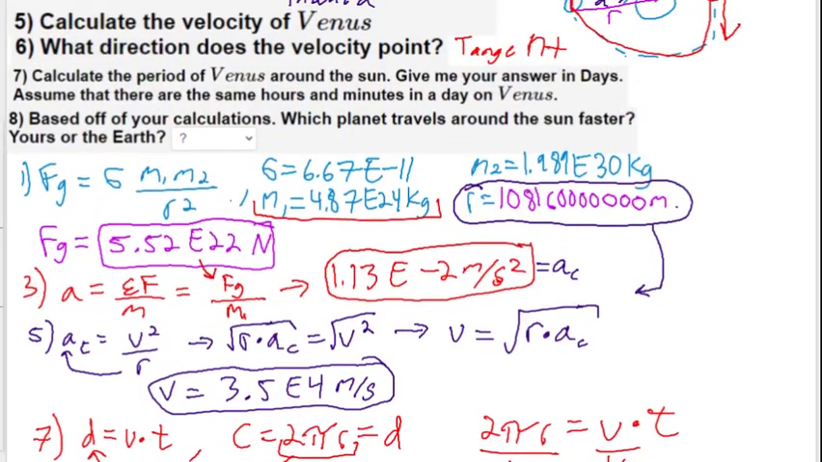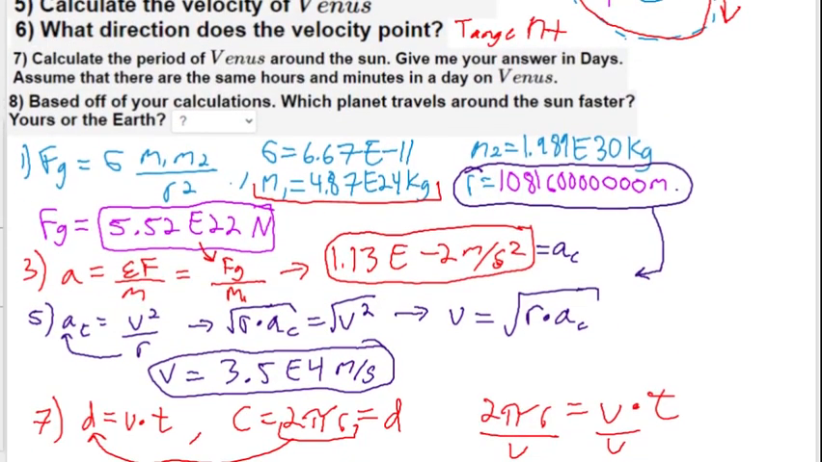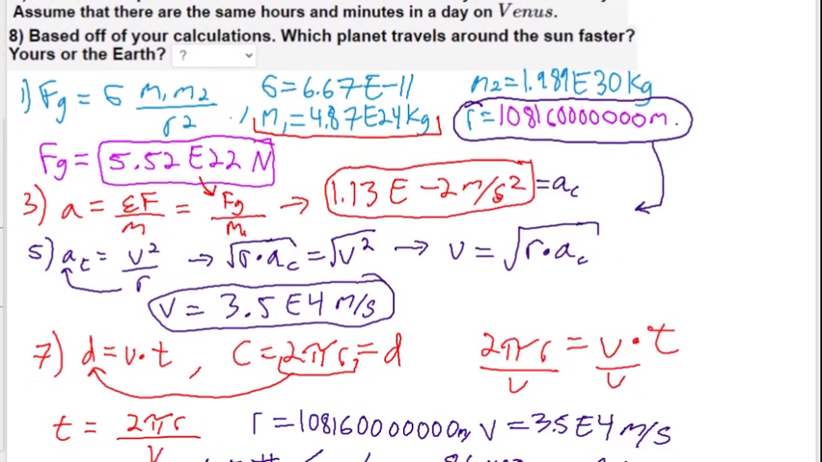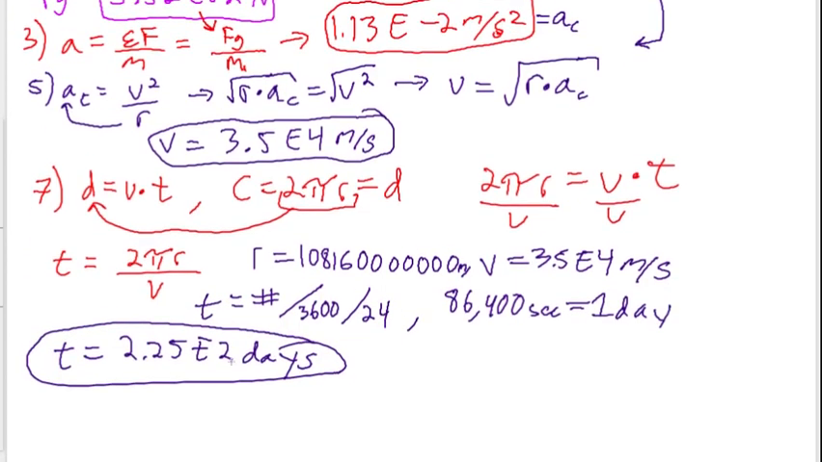Last question we want to look at is, based off of our calculations, which planet travels faster around the sun, ours or the Earth? Well, this is 225 days, and we know that the Earth takes 365 days. So this should be pretty easy. We can see that ours takes less time, so our planet travels faster around the sun. So in this case, I would say my planet.